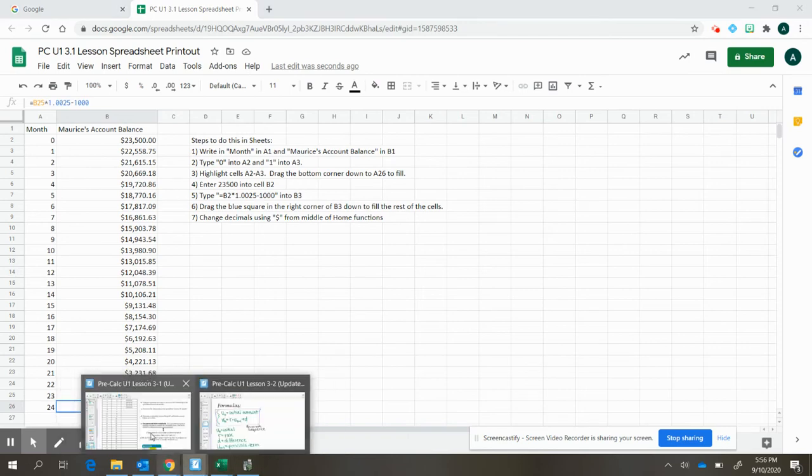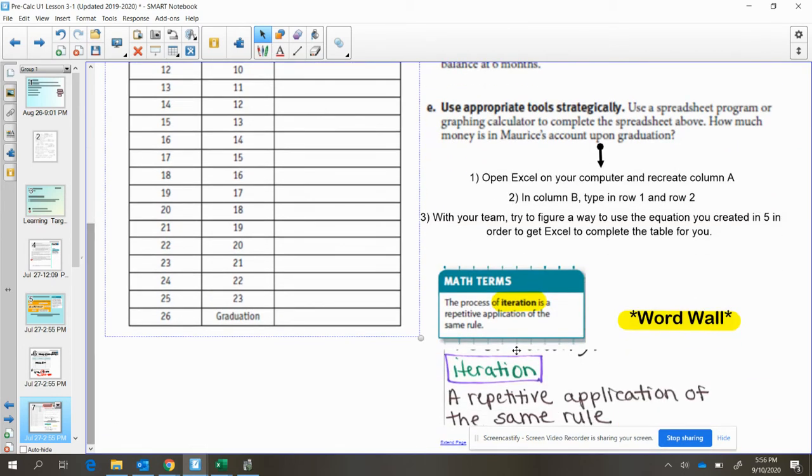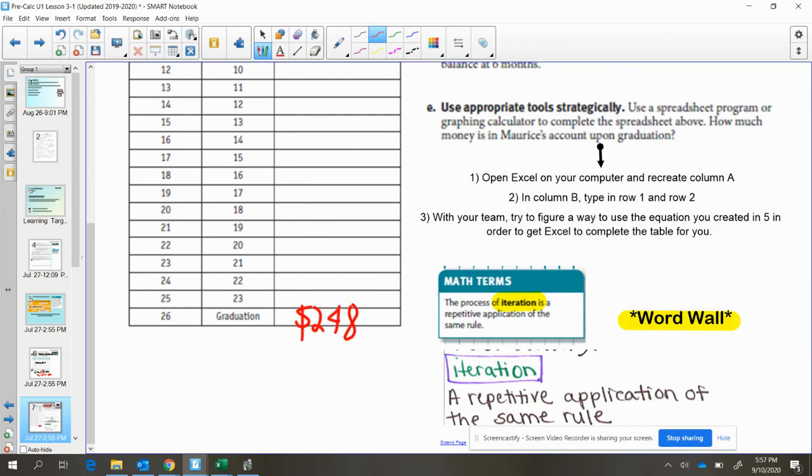Okay, so if we go back to the notes here, we now have those values. What, again, this is an example of is an iteration, right? It's that repeated application of the same rule over and over and over again. And we basically get that by the time he graduates, his account is going to be down to $248.47.